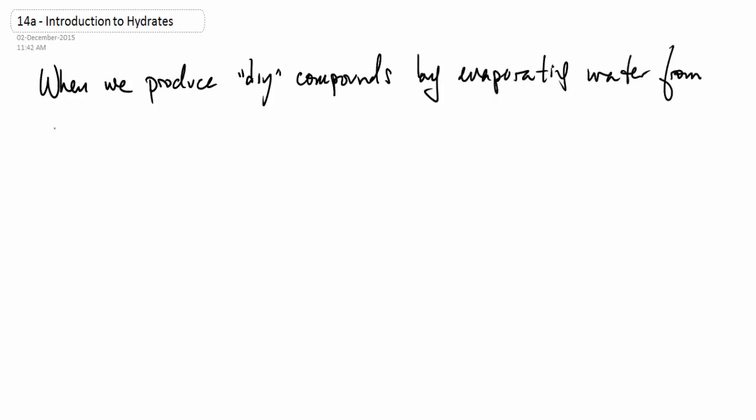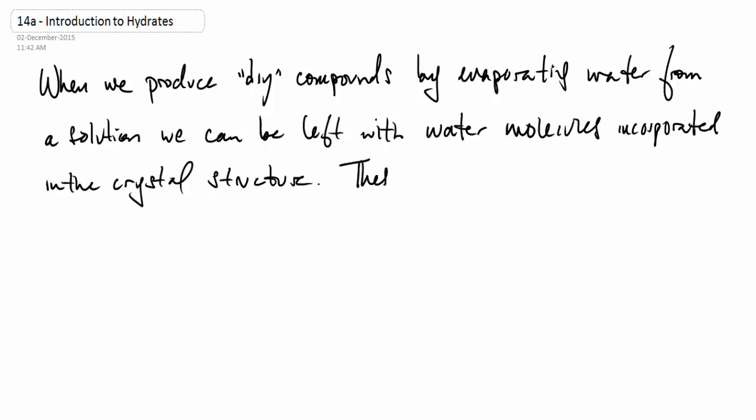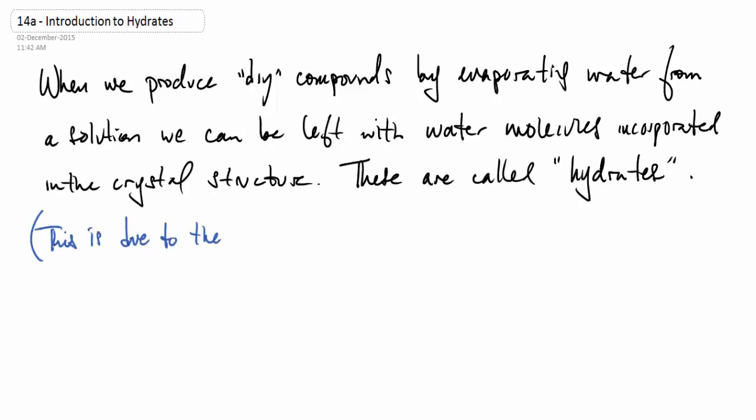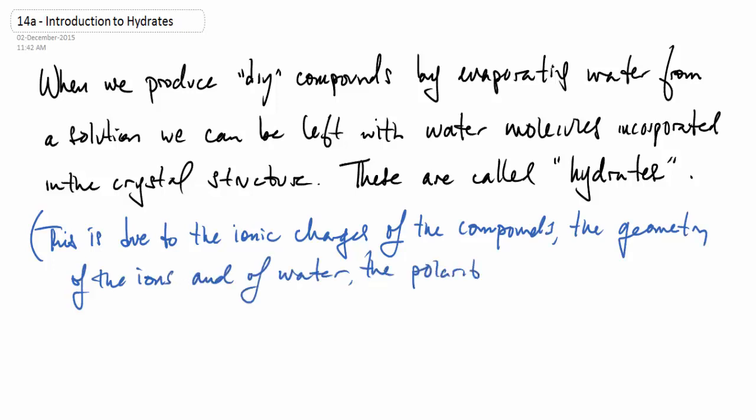When we produce dry compounds by evaporating water from a solution, we can be left with water molecules incorporated in the crystal structure. These compounds with water molecules incorporated in the structure are called hydrates. And this is due, of course, to the ionic charges of the compounds themselves and the geometry of the ions and of the water and the polarity of water, etc.